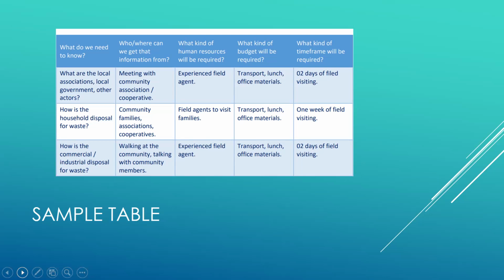The next one is asking, how is the commercial and industrial waste disposal? In most communities we have industries, right? So how do they dispose? Are they just openly letting their waste into rivers and things like that? You have to know what obtains.